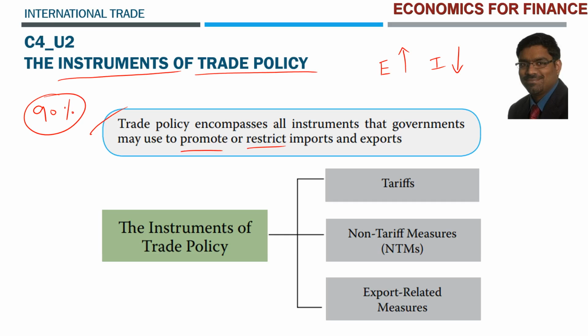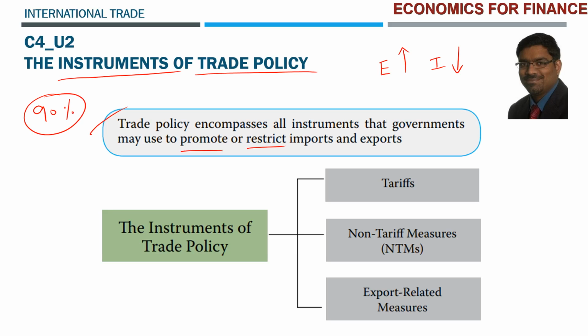So simply the trade policy is about all the instruments that governments use either to promote or restrict imports and exports. We cannot have a generic rule that always governments will encourage exports or always governments will restrict imports or vice versa. It depends upon the nature of the item, it depends upon so many factors, starting from the natural availability of them to the requirement of the country locally.